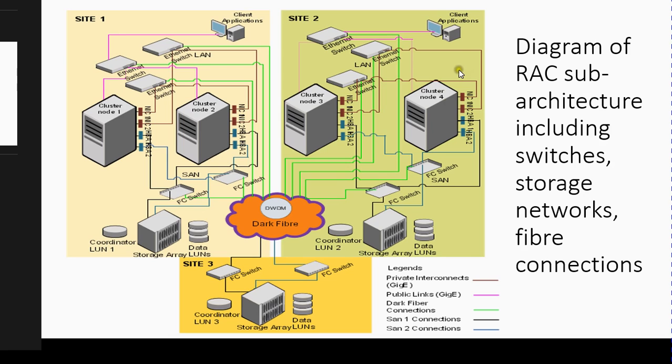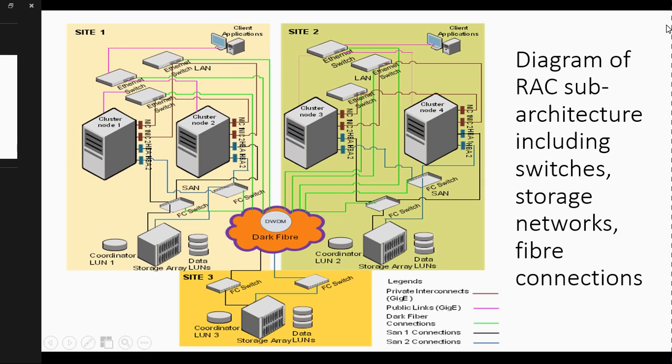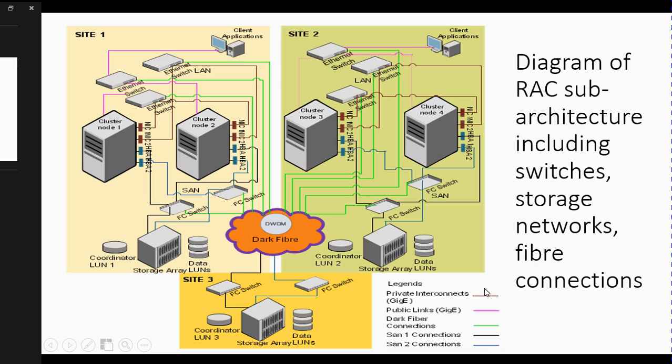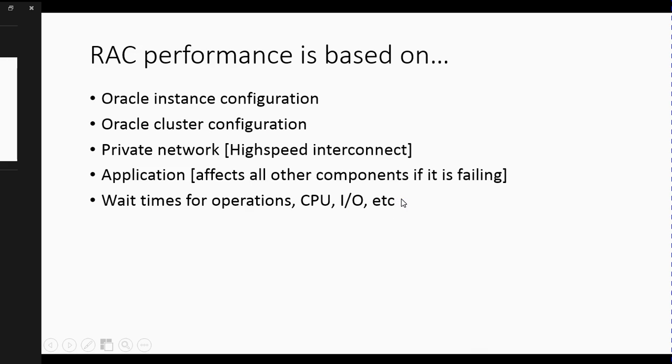Just make sure that you do take them into consideration after all the conventional tests do not give you any sort of warnings on things that really stand out, such as the node or the other switches. So basically, in terms of RAC, the RAC performance is actually based on a couple of different things. One of them is the Oracle instance configuration. Basically, what that means is how you have your nodes configured.